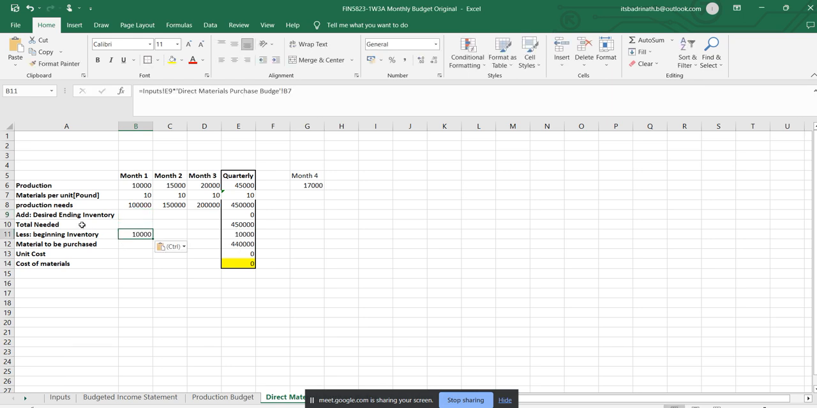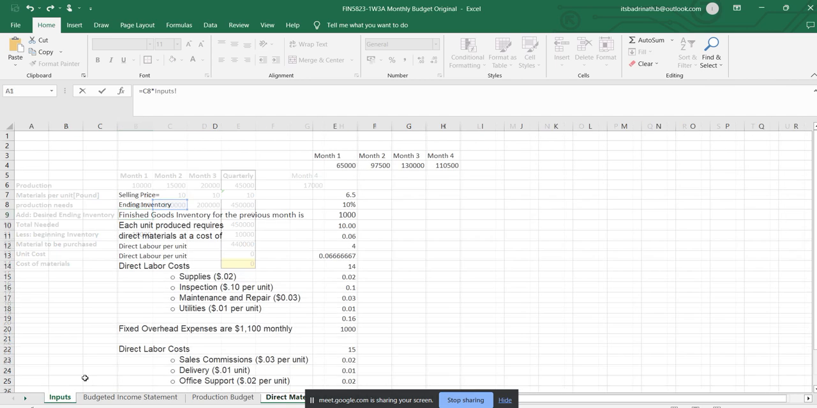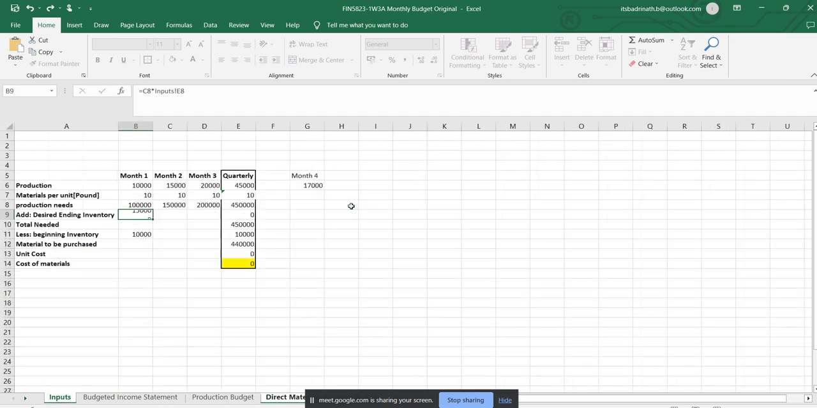Okay. This is for beginning. For this one, it is equal to this into 10%. Again, we have to use the reference sheet. We have to take it from the input sheet, because later, by simply changing the value at the input sheet, we can observe how the total income is changed. We prepare a budgeted income statement, and in that we can observe it. So make sure you always take values from a reference sheet like this. There should be some reference. Without reference, you are not supposed to use it.